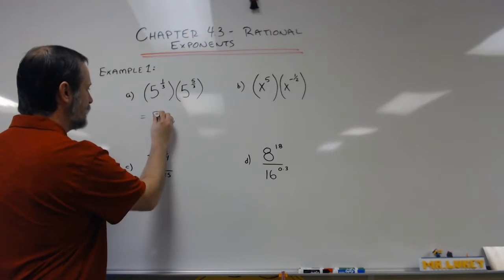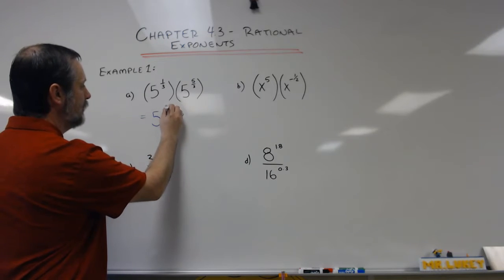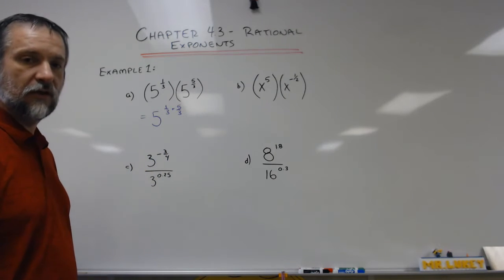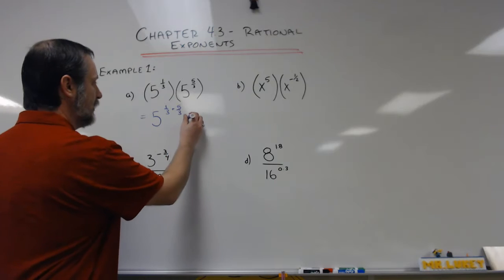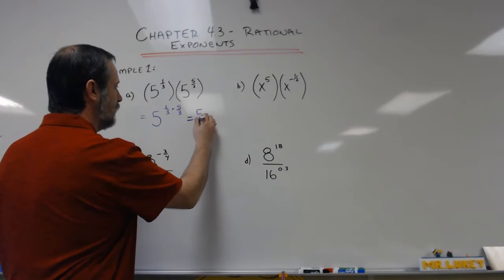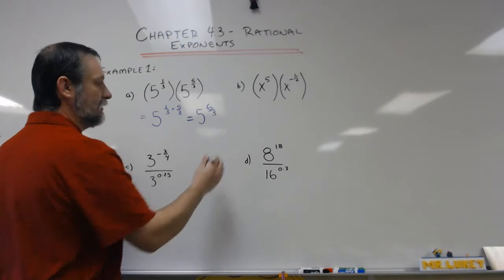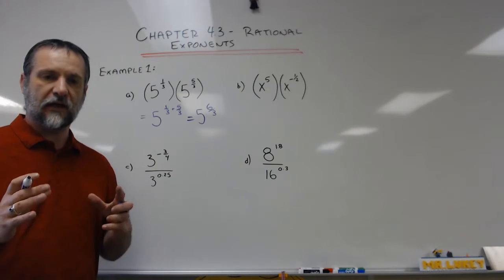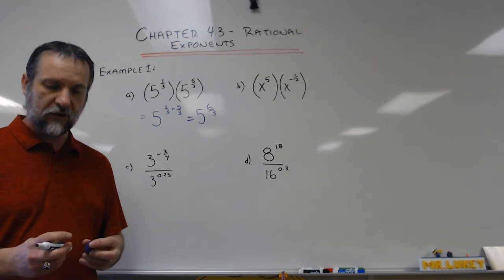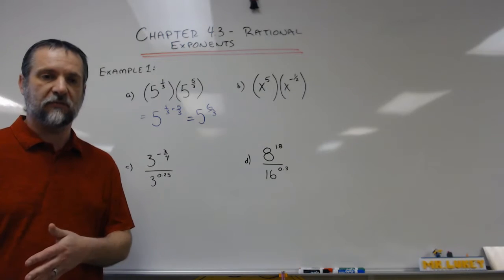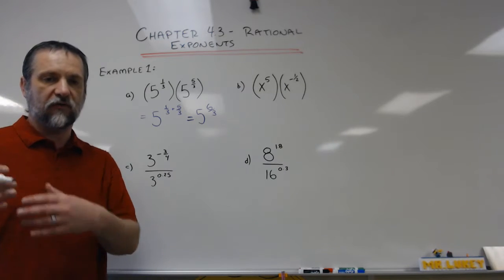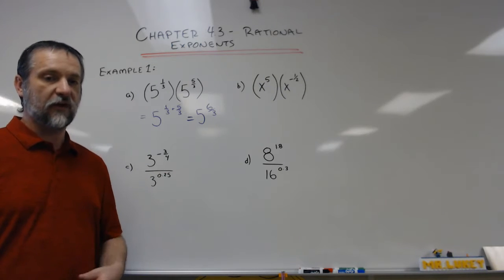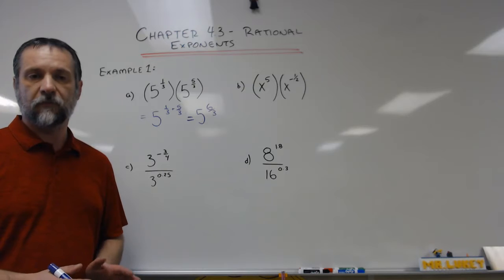So I'm going to write my base as 5. My power is 1/3 plus 5/3. We add those fractions, and we get 5 to the power of 6/3. If we have a fractional exponent, same rules as other fractions, we always want to simplify. If it was 10/5 as the fraction, we're going to simplify to 2. If it was 5/10, we're going to simplify to 1/2. We're going to get the simplest form.